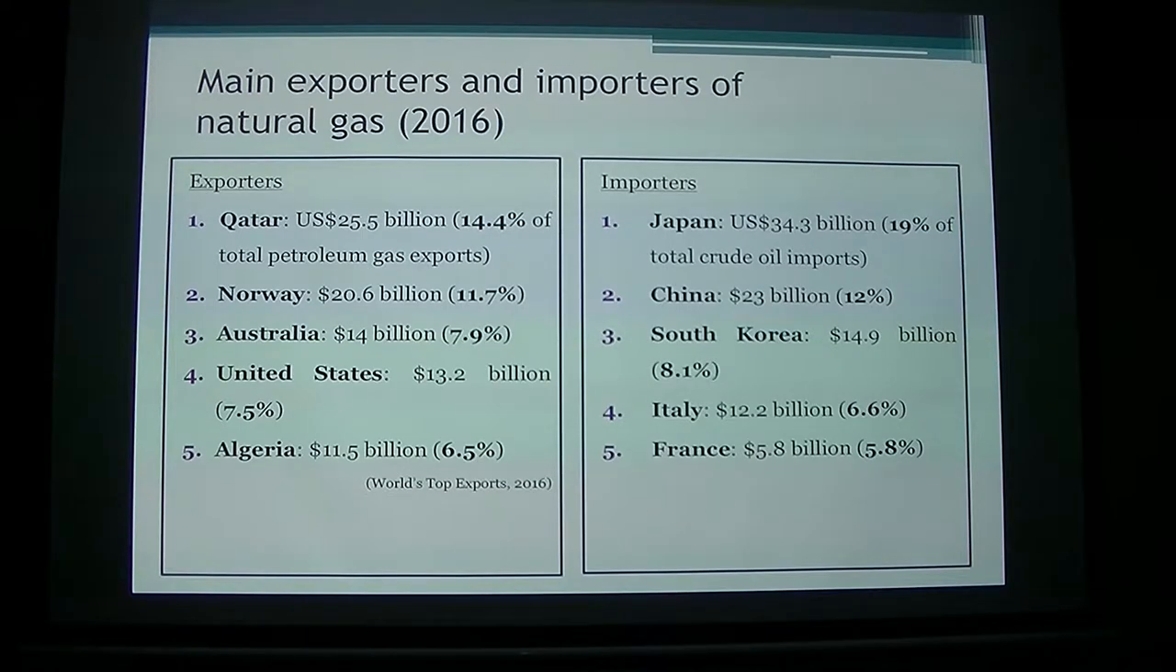As a matter of fact, the United States, which is one of the major exporters of natural gas, in 2016, is recorded as the only country that has its petroleum gas value increase, and that is by 50.2%. Meaning to say that they are quite relatively new in this sector of exporting natural gas.